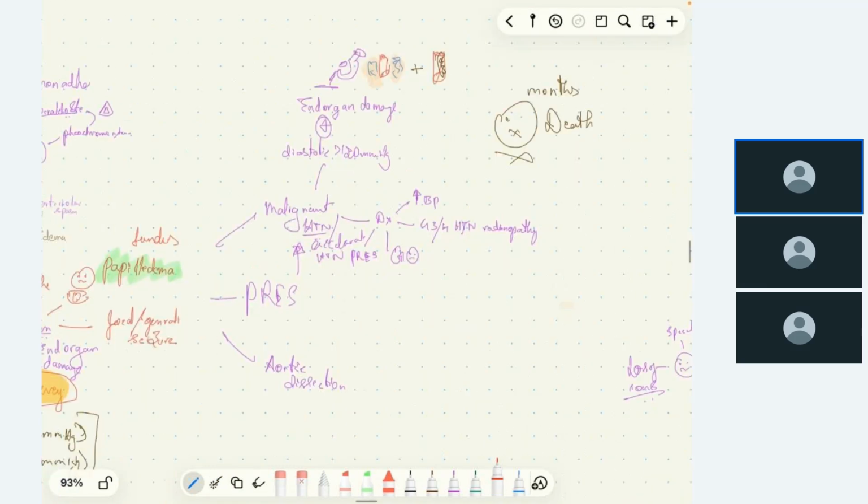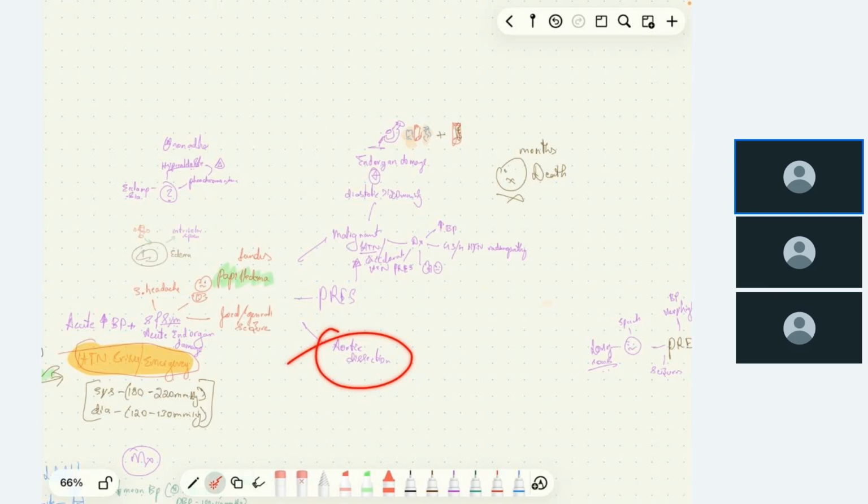The patient may also have aortic dissection, which I mentioned. It is a subset of hypertensive crisis or emergency, one of the end organ damage manifestations seen in hypertensive emergency. Please note, if you don't treat malignant hypertension or accelerated hypertension patients adequately, in a few months you will have death because of renal dysfunction and associated clinical manifestations, clinical conditions.